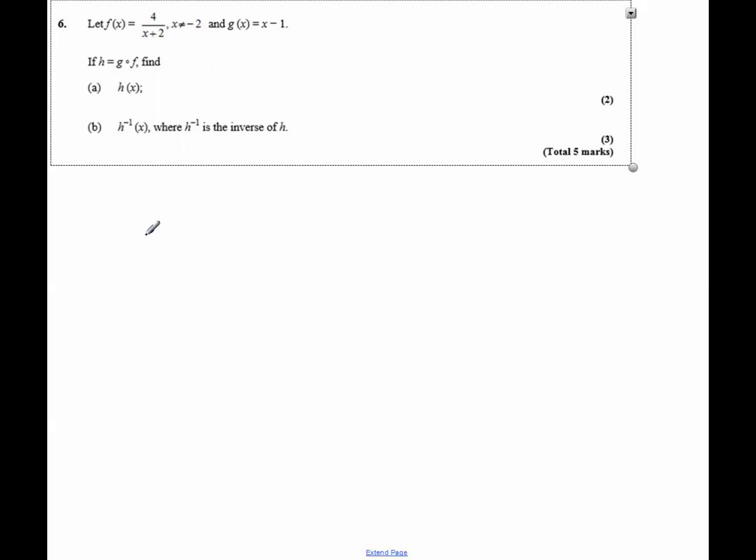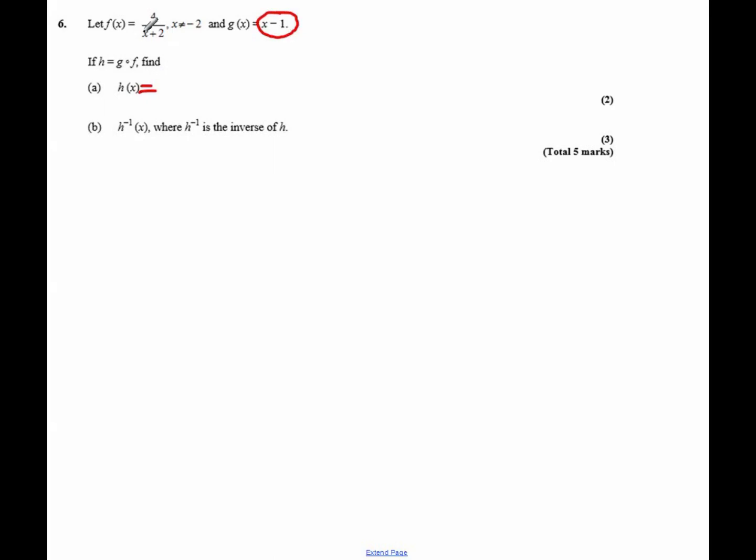h is equal to g of f of x, so let's find it. h of x involves putting g into f. Oh, no, other way around. Putting f into g. So h of x is going to be 4 over (x plus 2) minus 1. Done.